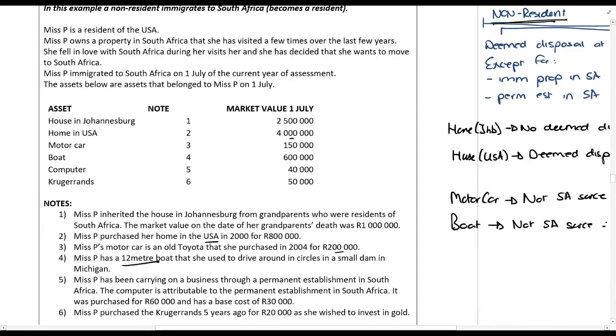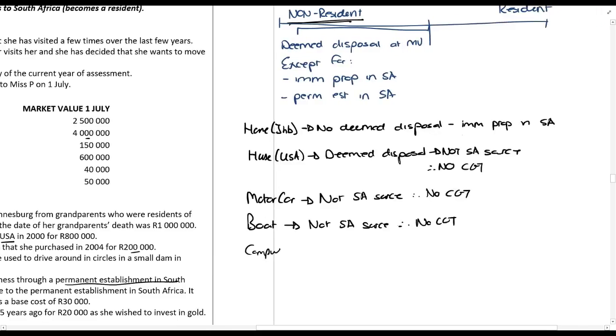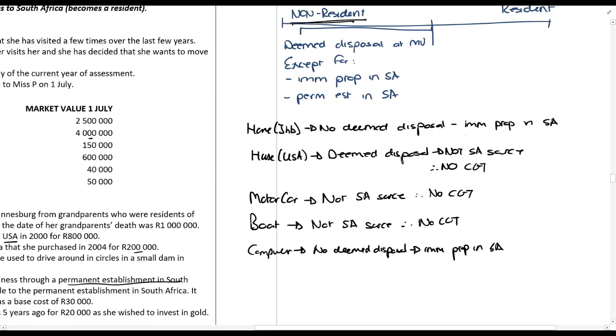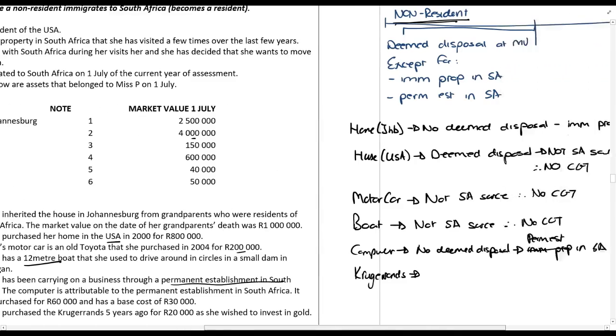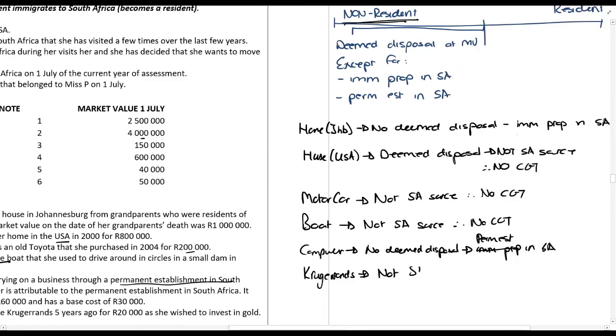Okay, the computer. She carries on a business through a permanent establishment in South Africa. So for that computer, there's no deemed disposal. Sorry, not immovable property, permanent establishment assets in South Africa. And then the Kruger Rands. She has Kruger Rands, right? Again, what are the South African tax implications? It's not a South African source, but there's no CGT.